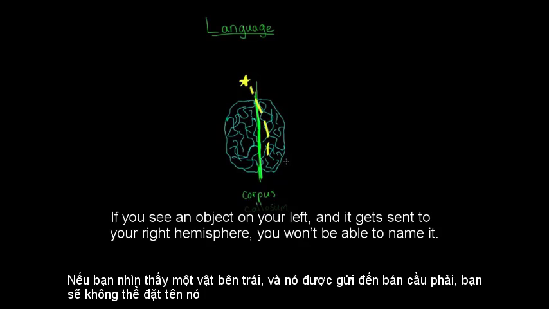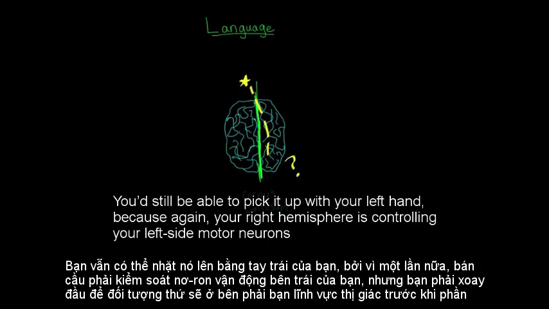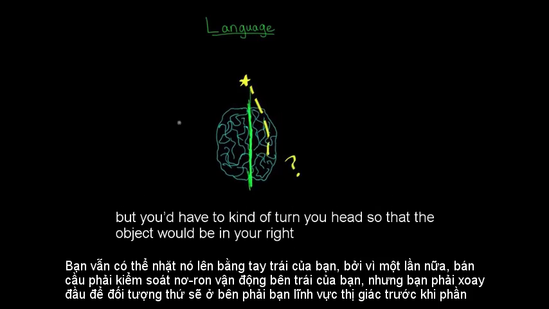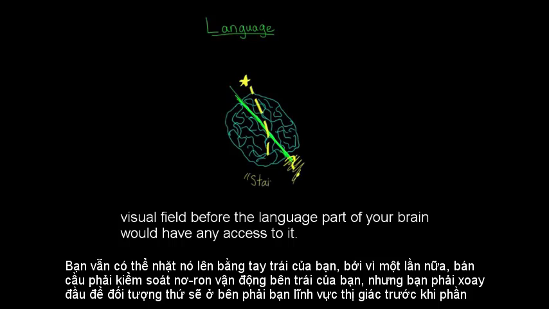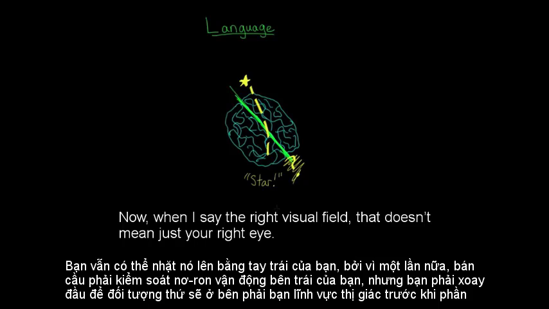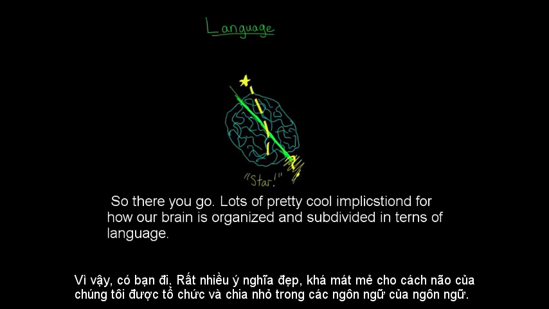If you see an object on your left and it gets sent to your right hemisphere, you won't be able to name it. You'd still be able to pick it up with your left hand, because again, your right hemisphere is controlling your left side motor neurons. But you'd have to kind of turn your head so that the object would be in your right visual field before the language part of your brain would have any access to it. Now, when I say the right visual field, that doesn't mean just your right eye. It means the right side of your body, which you can view with half of each eye. So there you go. Lots of pretty cool implications for how our brain is organized and subdivided in terms of language.